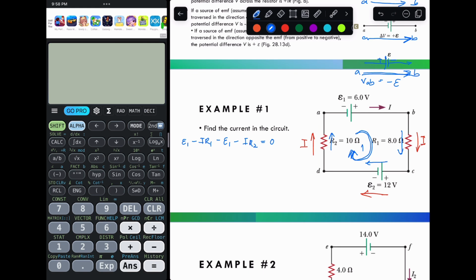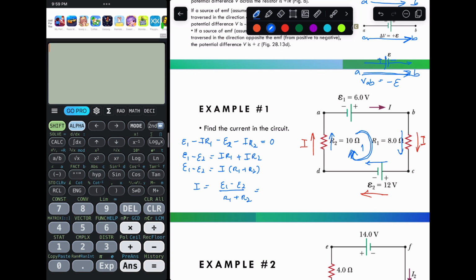So therefore, I can combine. E1, and I think this is E2, so E1 minus E2 is equal to, transposing, I R1 plus I R2. And then I can factor out I, so that makes it R1 plus R2. Thus I is equal to E1 minus E2 over R1 plus R2.